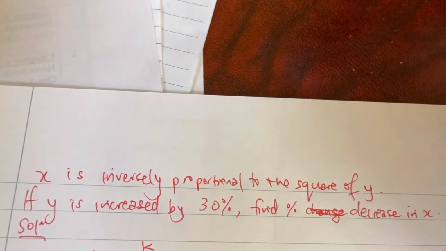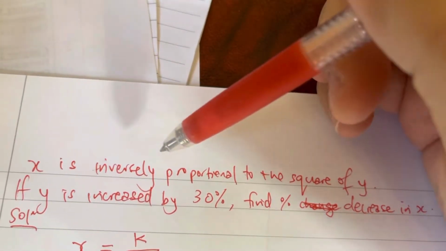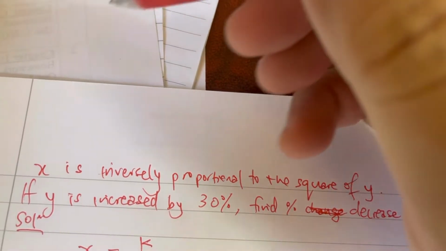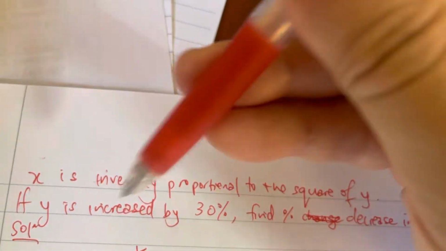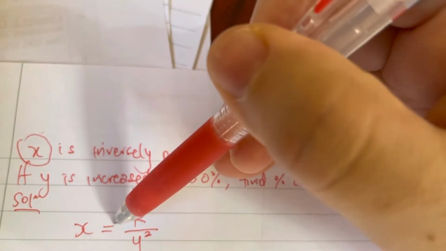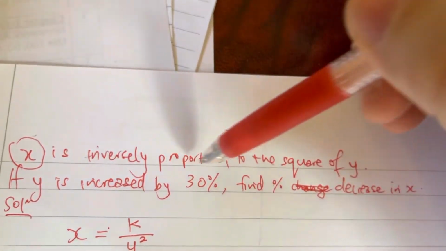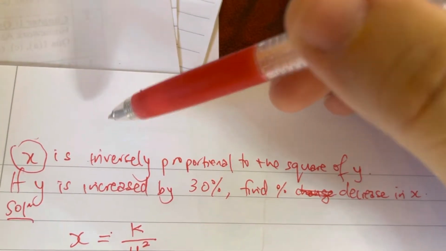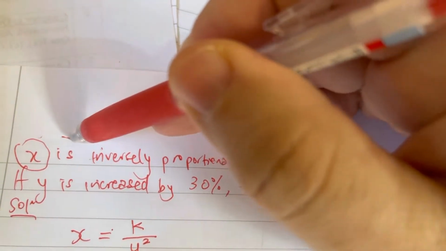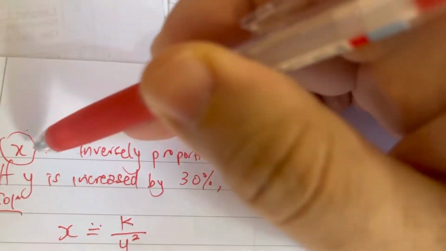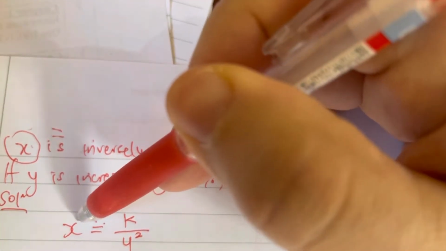Okay, there's a question on this. X is inversely proportional to the square of y. Now, whenever you're given a question like that, whatever term comes first, you write it on the left-hand side of the equation, okay? You're supposed to transform this whole sentence into an equation. Okay, so this is the equal sign. This x is this x on the left.